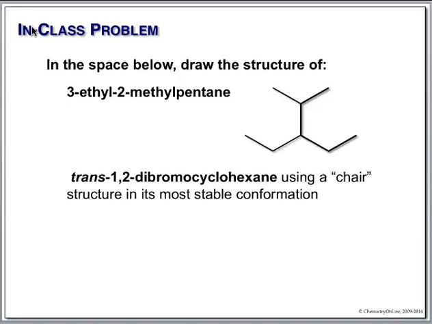Corollary to rule number two, you want the greatest number of substituents, the greatest number of side chains. By making this our parent, we wind up with two substituents. If we had this as our parent, we would just have one substituent. Always go for the greatest number of substituents. But then yet again, it doesn't matter how you draw the structure, because I drew it like that. Yep, that'll work.